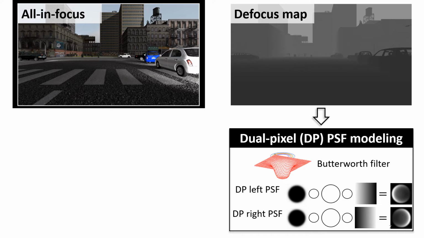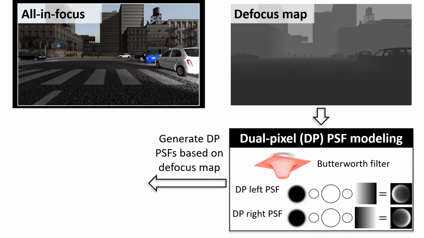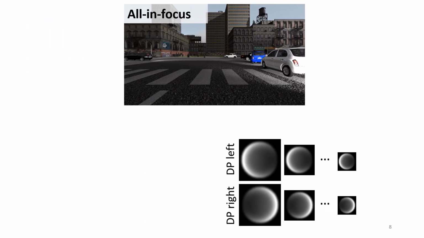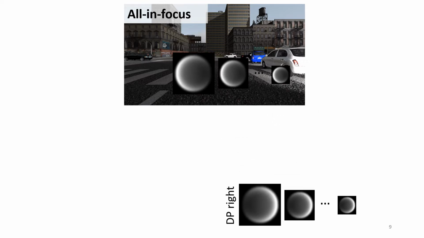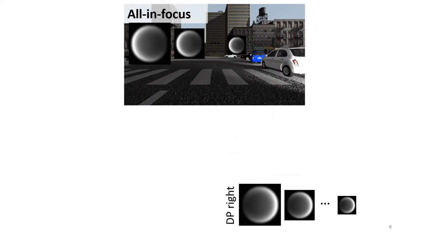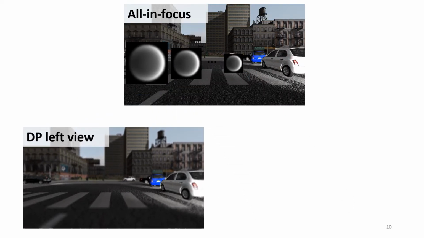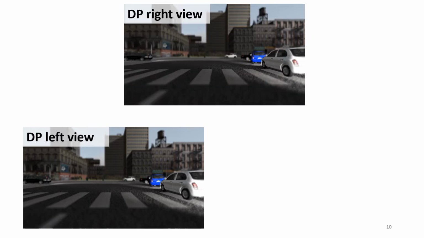Then, given the defocus map, we realistically model the aberrated point spread function, PSF, or the blur kernel using a 2D Butterworth filter, which allows us to generate PSFs similar to what we find in real dual-pixel sensors as shown here. Then each pixel in the all-in-focus image is convolved with our DP PSF according to its value in the defocus map. Convolving with the left DP PSF will generate our DP left sub-aperture view. Then the same is applied with the right DP PSFs in order to get the right view.